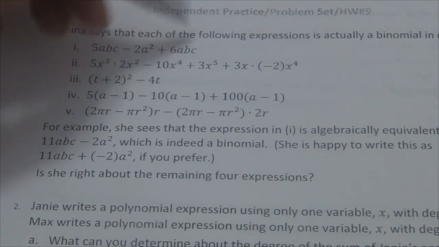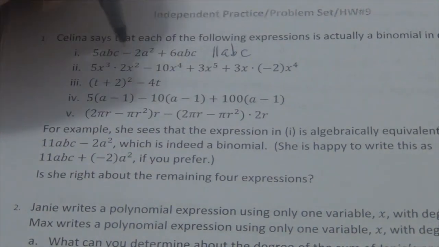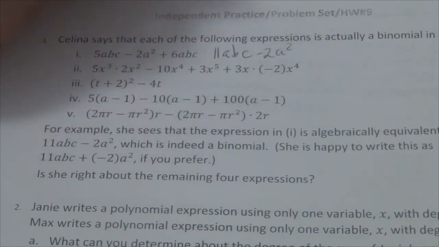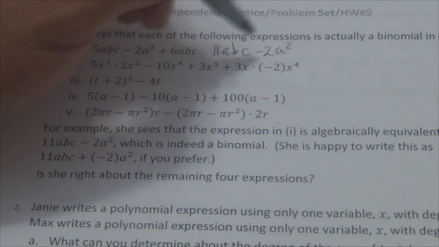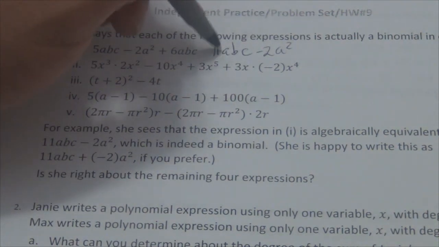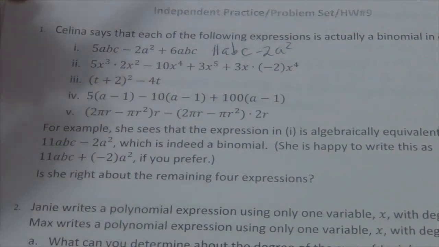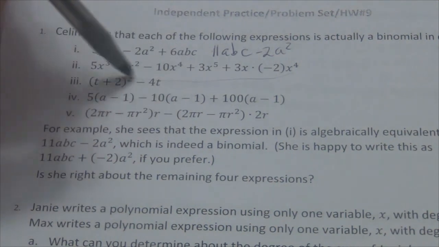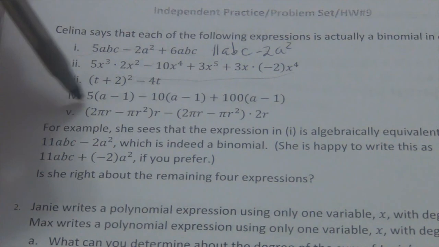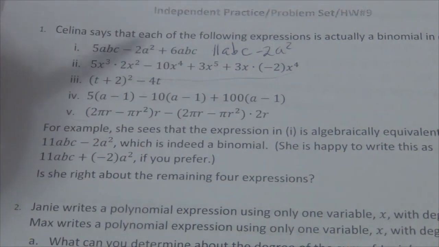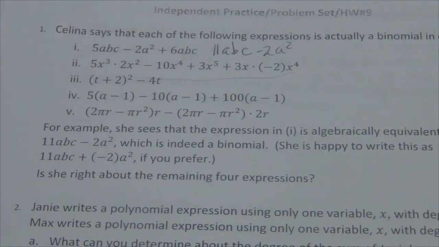5abc plus 6abc is 11abc, and then you have minus 2a squared. Now we usually write terms starting with the largest exponent, so this would actually be negative 2a squared plus 11abc, and that's basically what she said. So your job now is to simplify each of these expressions and see if they end up as binomials. So good luck.